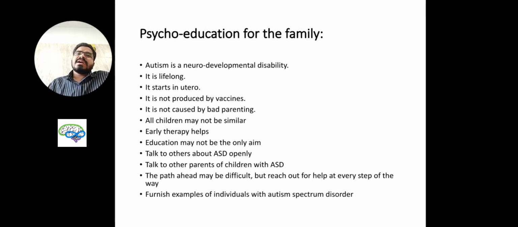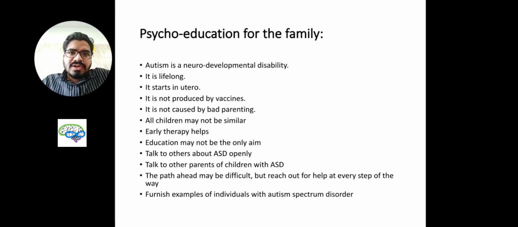Apart from giving medicine, it is very important to psychoeducate the parents. Because there's a lot of misinformation going around regarding autism on the internet and everywhere, it's very important to give the right information to the family, the right information to the parents, and psychoeducate them about what they are going to face and what their child is going to face.